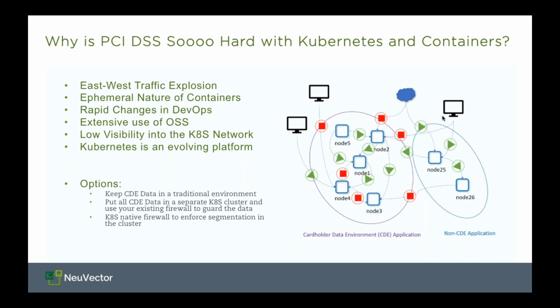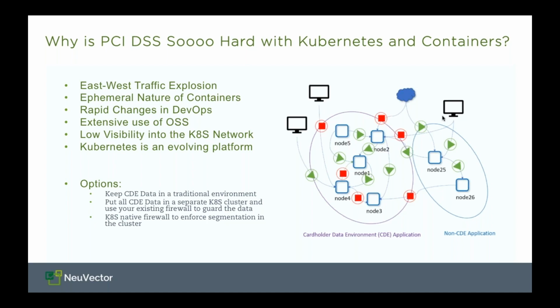The second approach is if you want to have cardholder data in your Kubernetes application, you can run that in a separate Kubernetes cluster, and you can use your existing firewalls to guard that data, right? That is one approach. It basically means that you have to maintain a separate cluster just for handling the cardholder data.